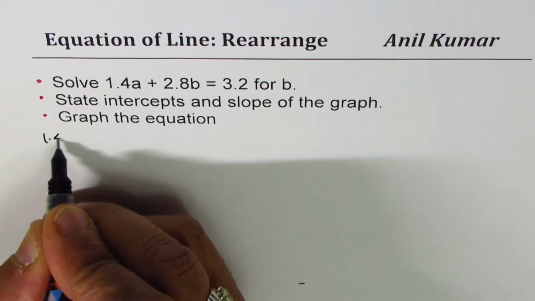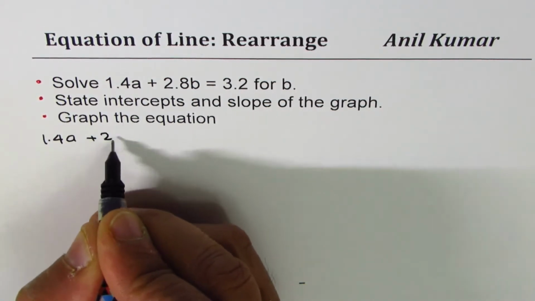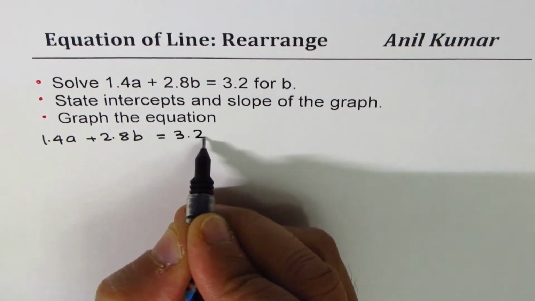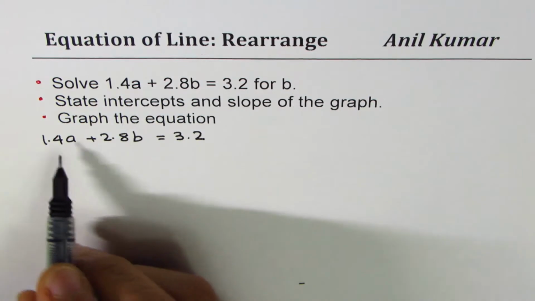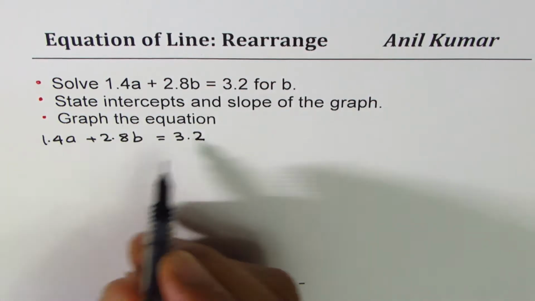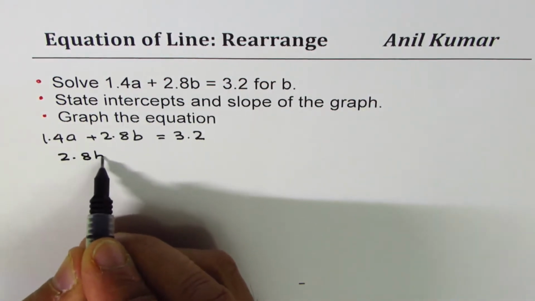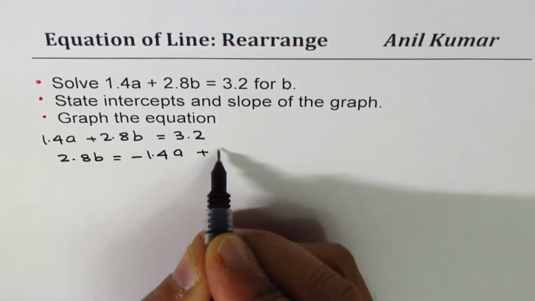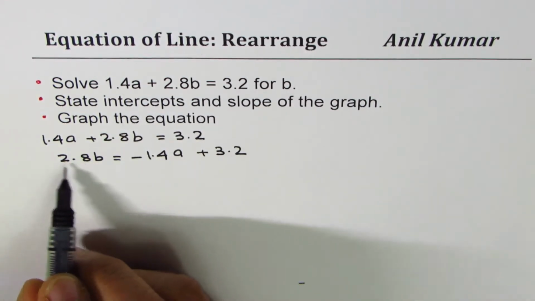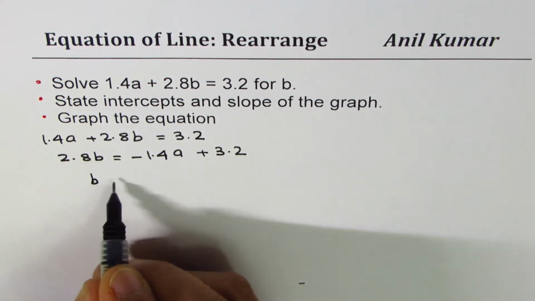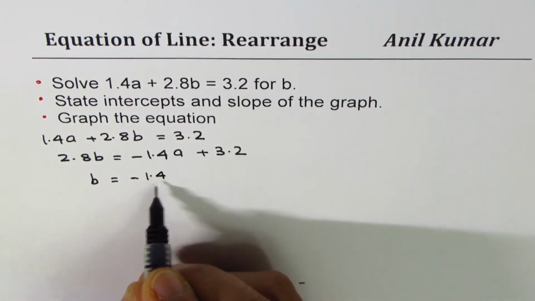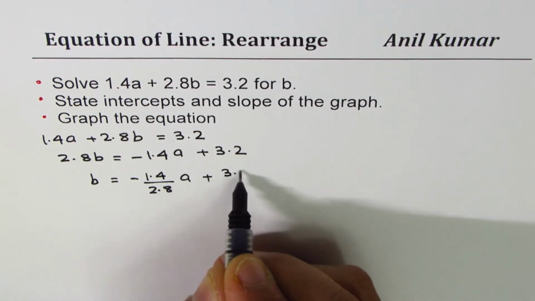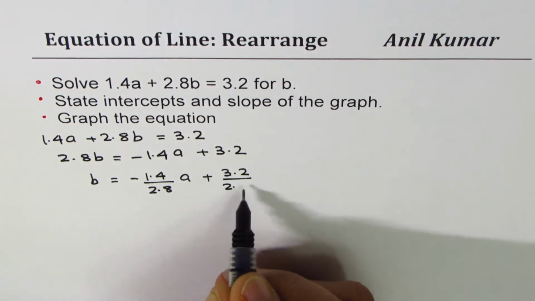The equation is 1.4a plus 2.8b equals 3.2. Solving for b means we will take away 1.4a from both sides, so we get 2.8b equals minus 1.4a plus 3.2. Now we can divide by 2.8, so we get b equals minus 1.4 divided by 2.8a plus 3.2 divided by 2.8.